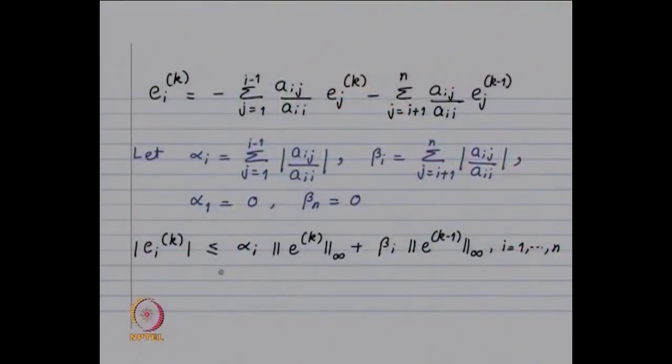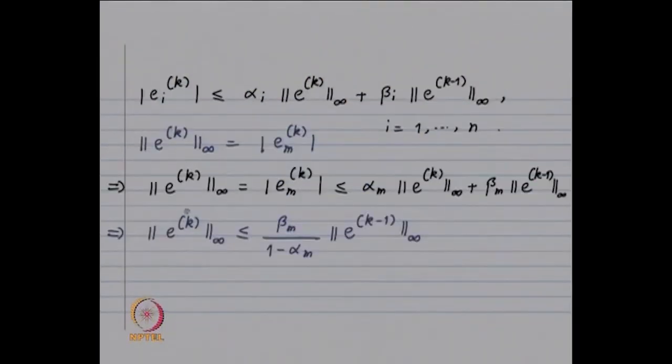So, let us look at it. You have modulus of e_i^k less than or equal to this. Now, suppose the norm e^k infinity, that is the maximum of modulus of e_i^k when i varies between 1 to n, is attained when i is equal to m. So, look at this estimate when i is equal to m. Norm e^k infinity is equal to modulus of e_m^k, which is less than or equal to alpha_m times norm e^k infinity plus beta_m times norm e^(k-1) infinity.